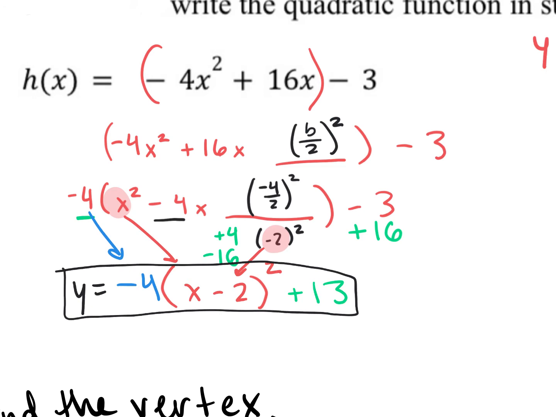So in vertex form, we can clearly see what our vertex is. So what's my vertex? Awesome. 2, 13, because you just switch the sign of your h, and then the k stays the same. So it'd be positive 2, positive 13.